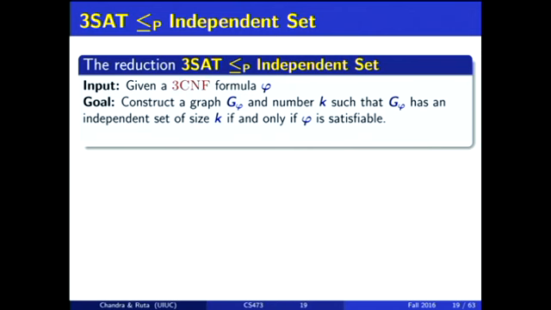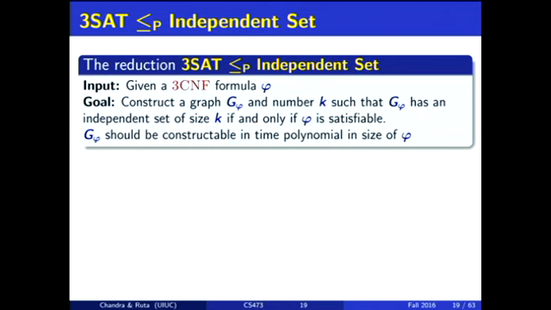It seems a little tough, but graphs are very powerful. So what does it mean to reduce it? Let's first think, what should the reduction do? The reduction should take a 3-SAT formula phi, and what should it output? It should output a graph and an integer k, such that the initial formula phi is satisfiable if and only if that graph G_phi has an independent set of size at least k. Why? Because then I can use an algorithm for independent set and solve my satisfiability problem.